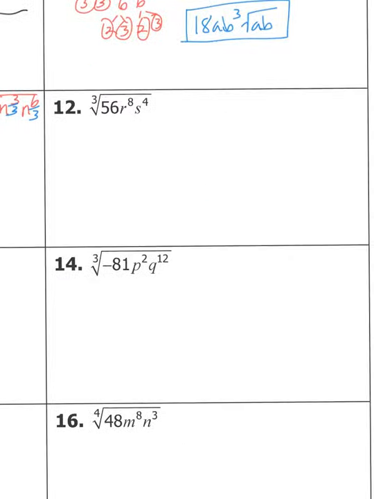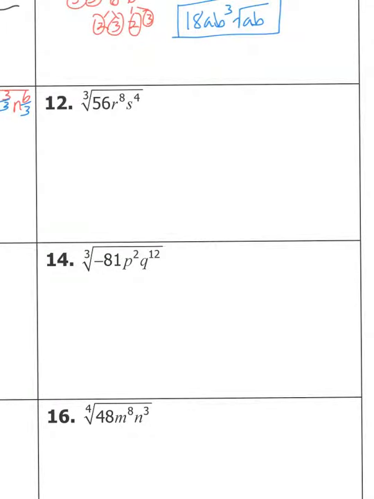All right, so let's look at 12. So for 12, we are still going to prime factor 56. So all of these have a common thread. So 7 times 8 is 56, and then 8 has 3 2s. So stretch out your numbers.